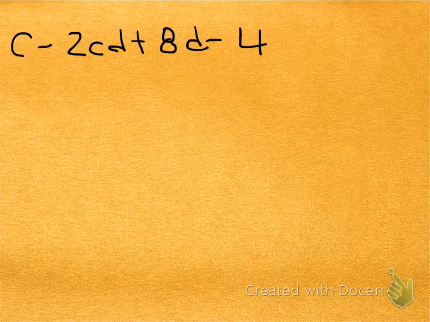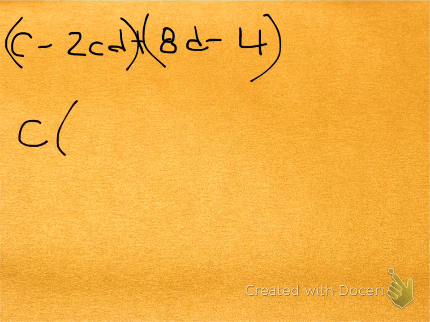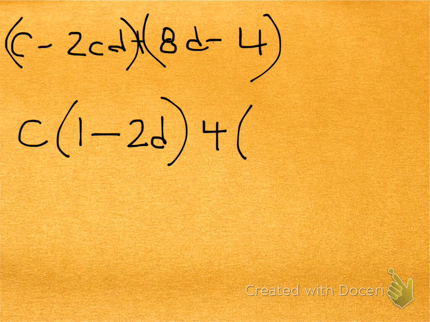Here's one more. You're going to take the first two terms and the second two terms. The first ones have a c in common, so we have 1 left over minus 2d, and the next one has a 4 in common, so we're going to take out the 4, and we have 2d minus 1.